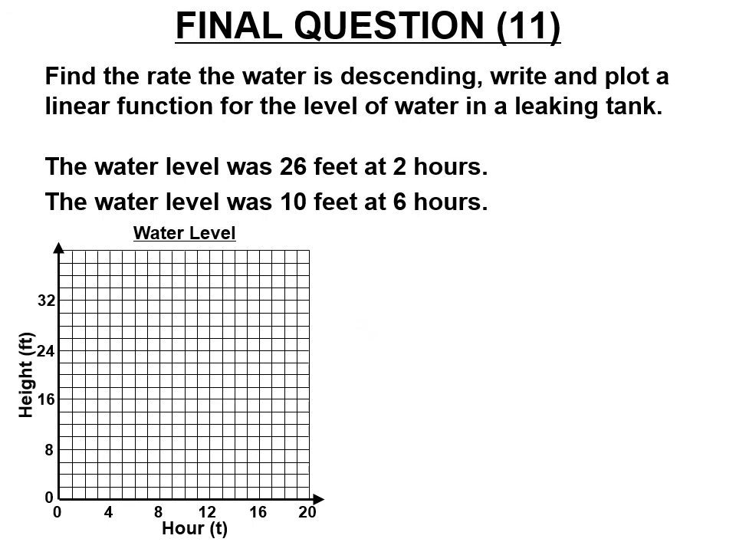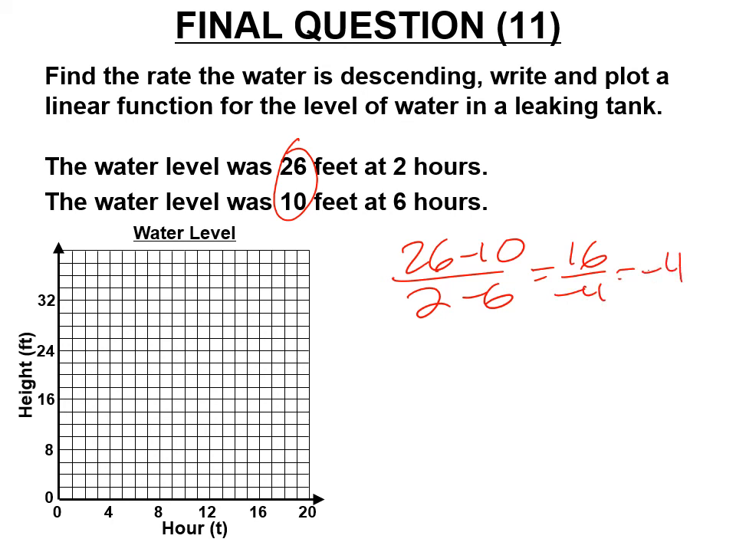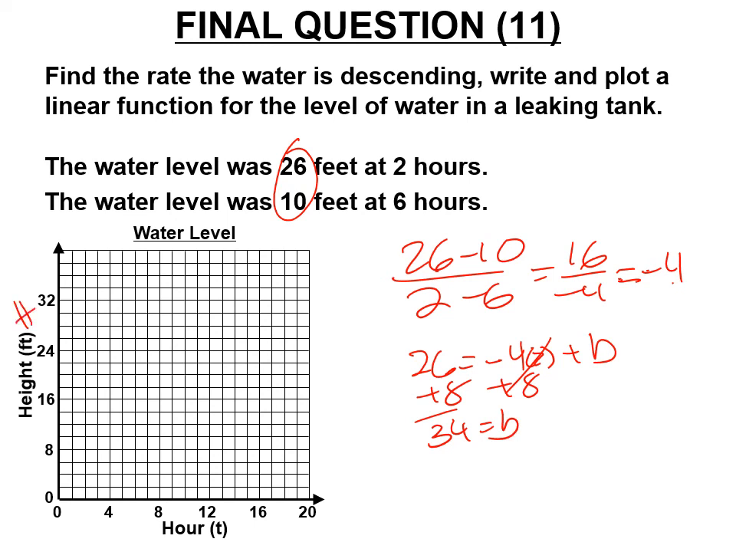All right, the water is dropping here. Okay, so when we subtract our y's and we subtract our x's, you know you're supposed to get a negative number. So it's going down 4 inches per hour. We're going to put that into y equals mx plus b. We'll use the first one, when x is 2, y is 26. So that's negative 8. We're going to add 8 to both sides. So 34 equals b. So let's use h for this and t for that. So h of t equals negative 4t plus 34.